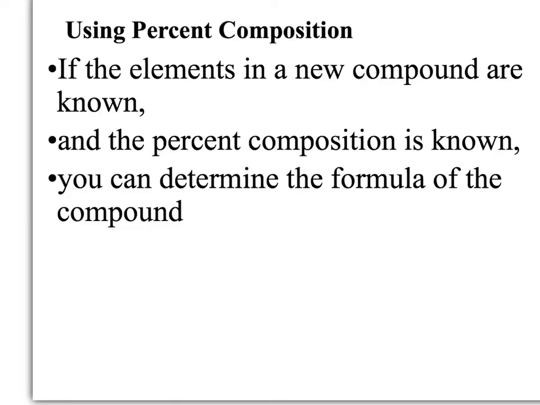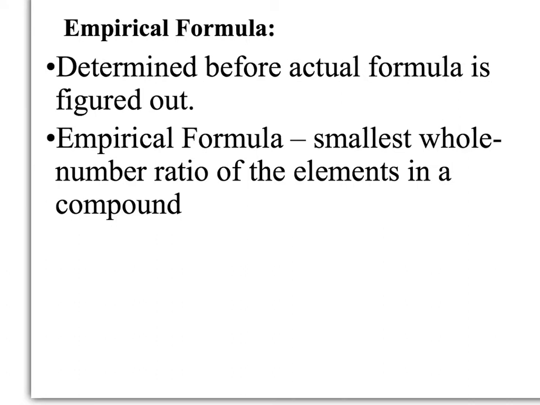Okay, so we can use percent composition, which is what we learned yesterday. If the elements in a new compound are known and the percent composition is known, then you could determine the formula. So it's kind of working backwards from what we did yesterday. You're given percent and you're going to calculate the formula. So the empirical formula is the first formula we're going to figure out. And it's actually the smallest whole number ratio of the elements in a compound. So that's your definition.